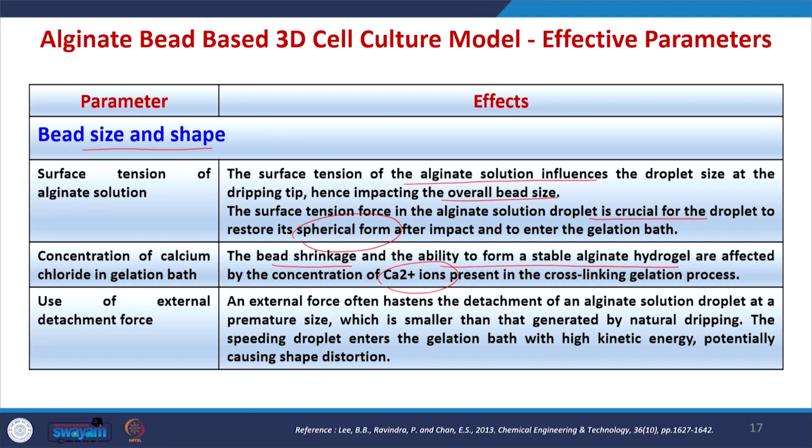And the third one is use of external detachment force. If you are using an external force which will hasten the detachment process, you will get a premature size which is smaller than that generated by natural dripping, and the speeding droplet enters the gelation bath with a high kinetic energy. So, it potentially leads to a change in the shape.